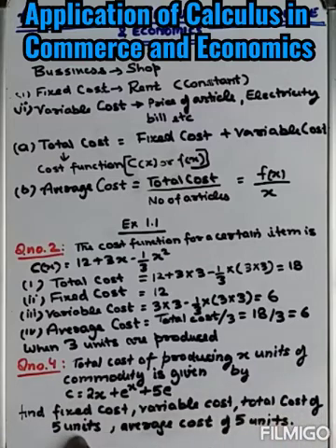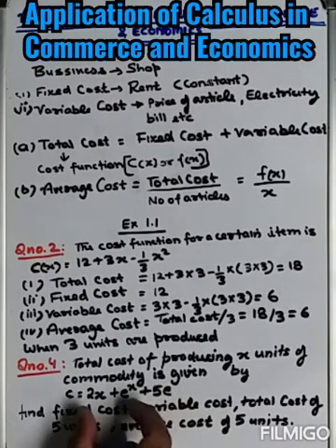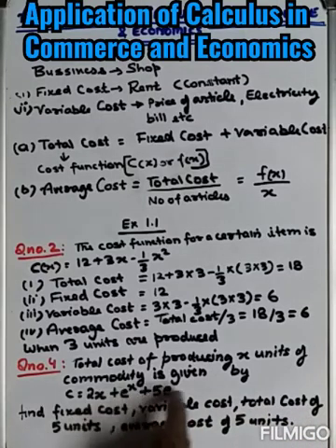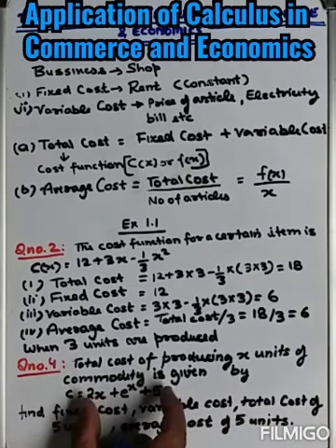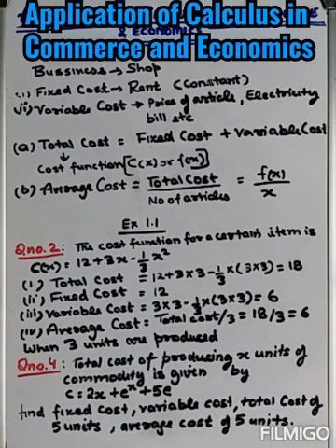Total cost of 5 units. So this is the function, the equation for calculating the total cost. It carries the fixed cost plus variable cost. So for the total cost of 5 units, put the value of x as 5 here. This gives the total cost of 5 units. Average cost: whatever you get as the total cost by putting x equal to 5, divide by 5. This gives the average cost.